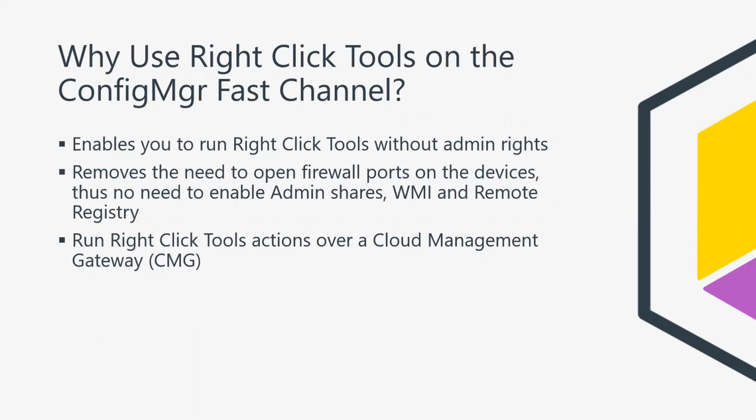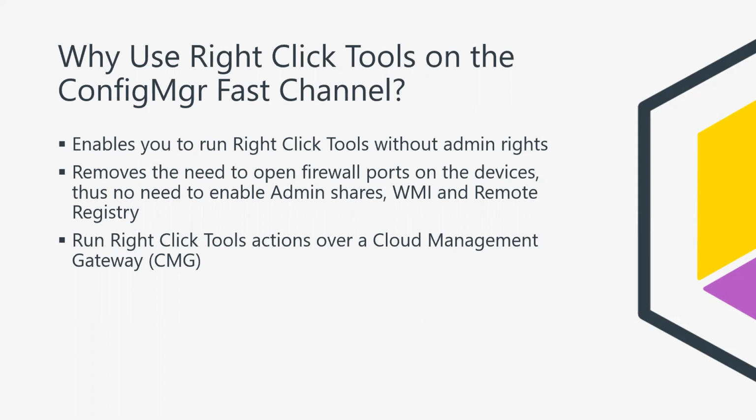But what's probably most interesting, in my opinion, about enabling right-click tools to work over the Fast Channel is that last bit: being able to run right-click tools over the Cloud Management Gateway. So you can now run your devices even when they're not on the corporate network. Before this support, you had to have your end users be on the corporate network in some way, even if that was VPN. The actions may still work if you're on VPN, but this removes that requirement altogether.